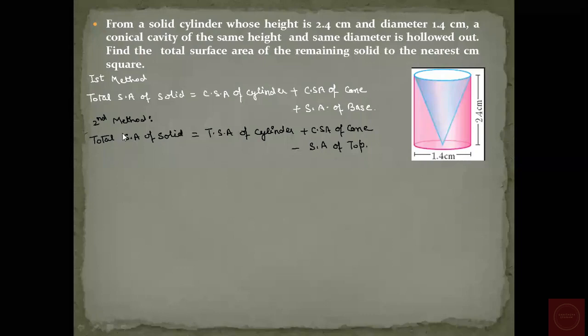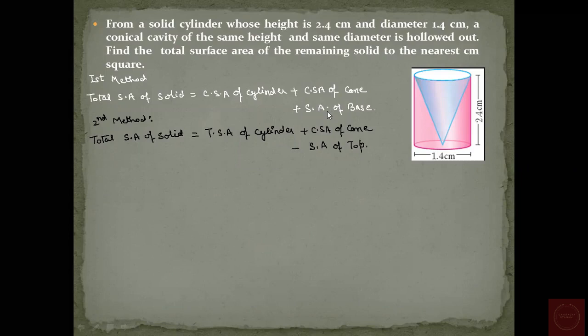So here you can see I have written both the methods. First is total surface area. How can we find it? Curved surface area of cylinder plus curved surface area of cone plus surface area of base. And second is total surface area of cylinder plus curved surface area of cone minus surface area of this top. Okay, so first I'm going to apply the first way and then I can apply the second way. You can choose any one of them.